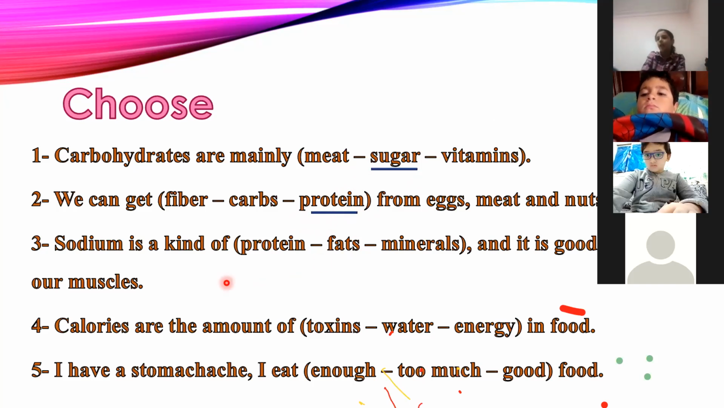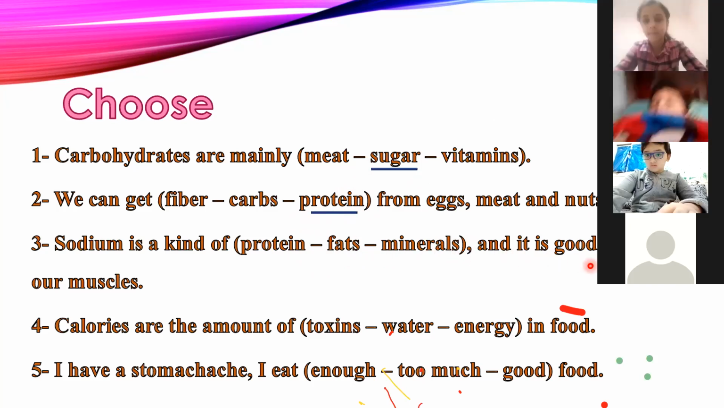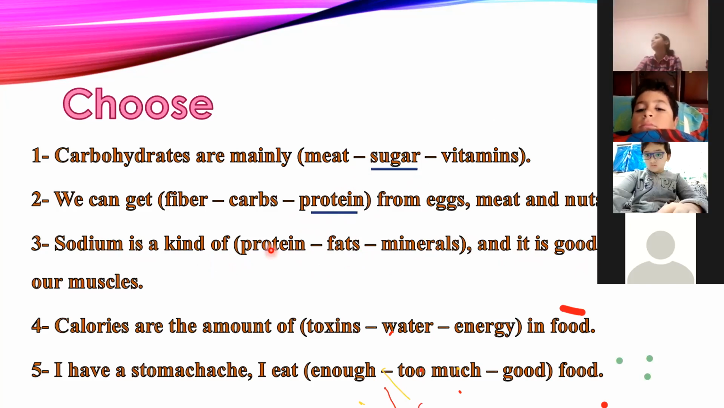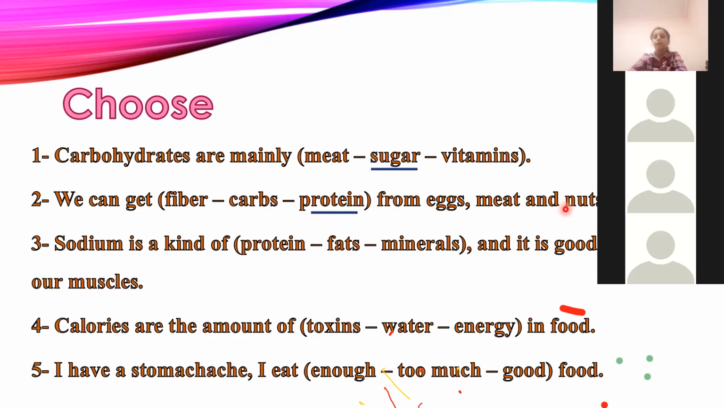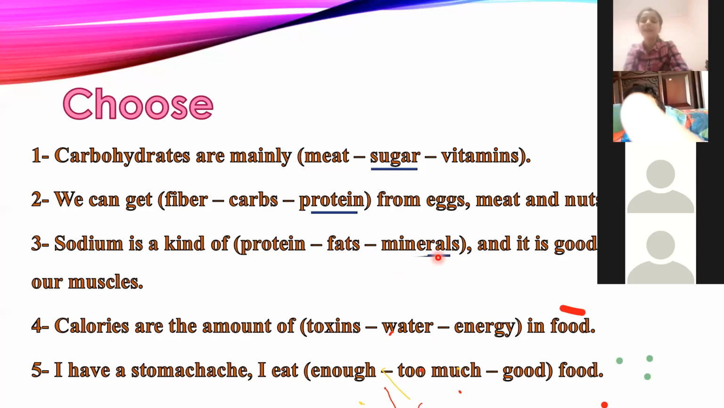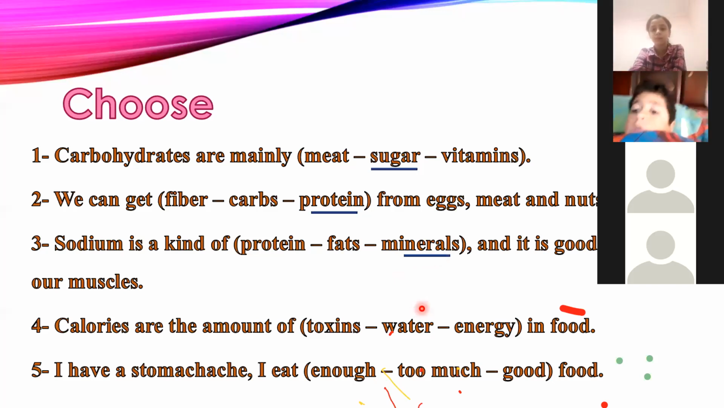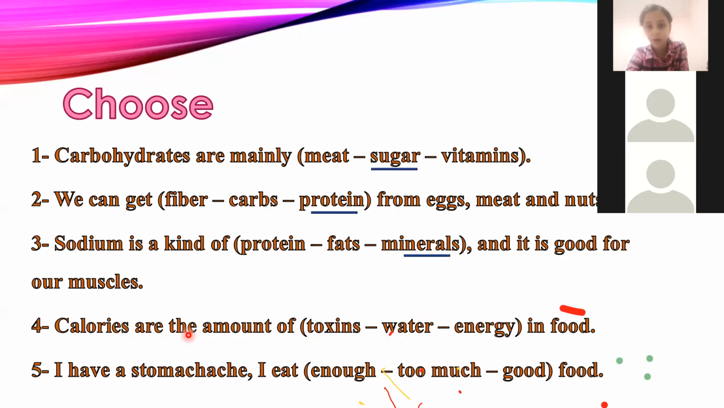Number three, sodium is a kind of protein, fats, minerals, and it is good for our muscles. Sodium is a kind of what? Yes, a kind of minerals, right. Let's see number four. Calories are the amount of what? Yes, amount of energy.